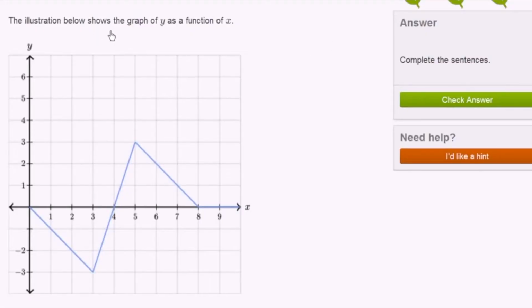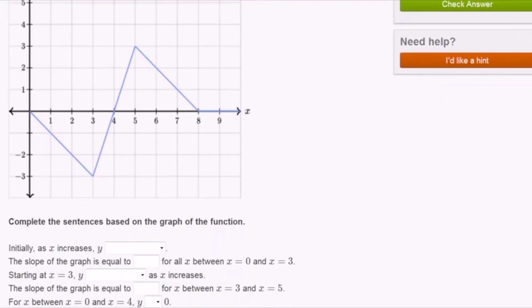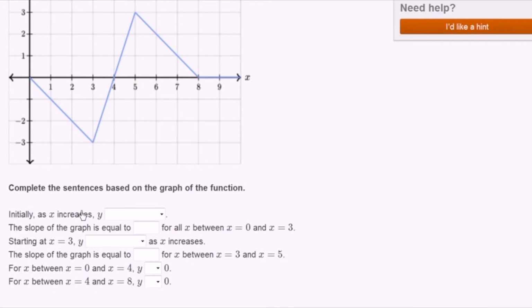The illustration below shows the graph of y as a function of x. So that's this graph right over here. And then they start to ask us some questions. Complete the sentences based on the graph of the function. So this axis is our y-axis, a vertical axis, horizontal axis is x-axis. Initially, as x increases, let's think about it.